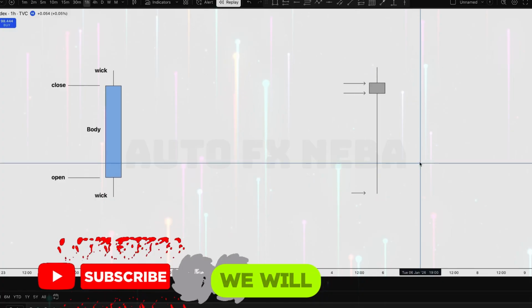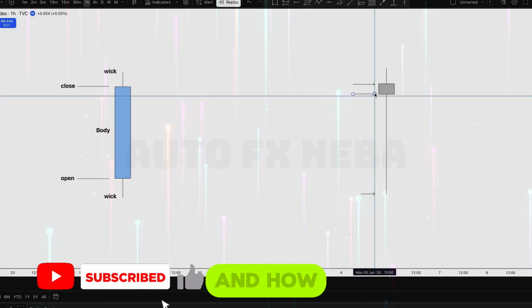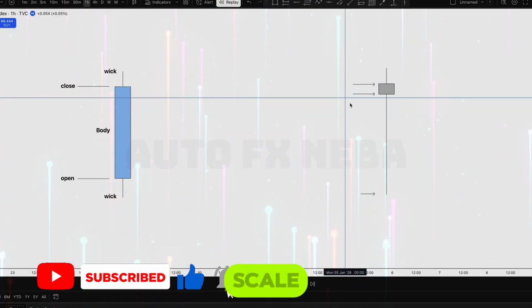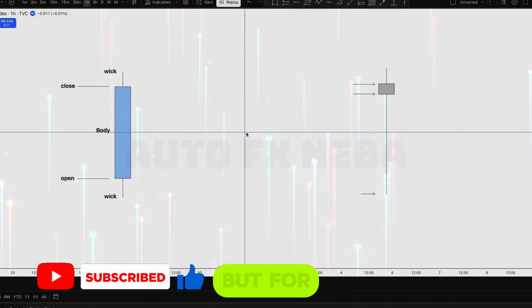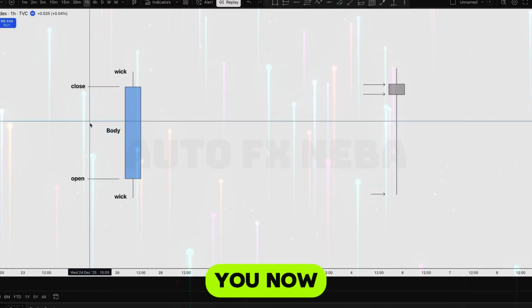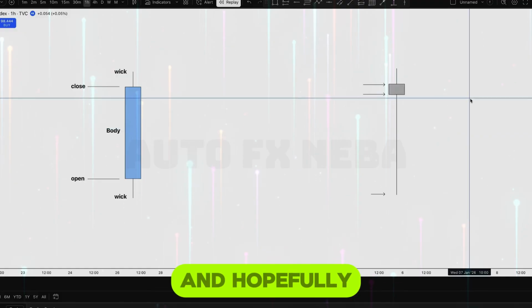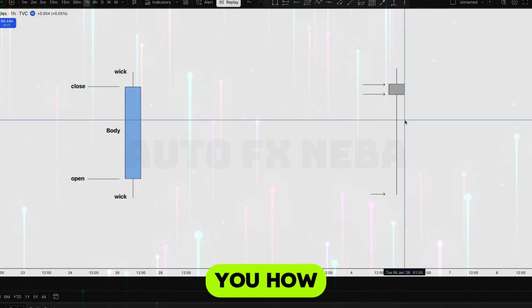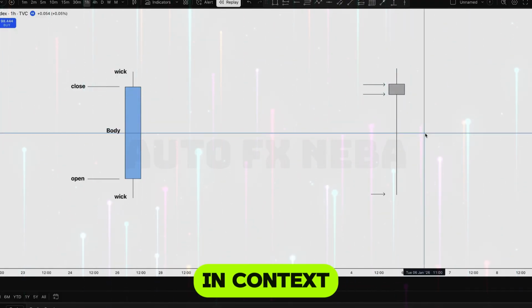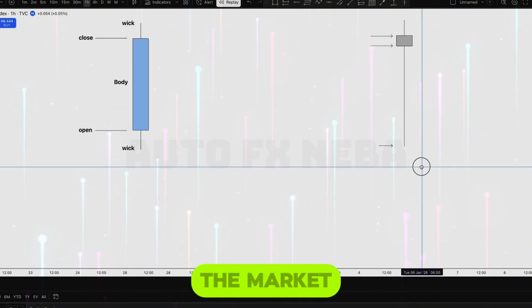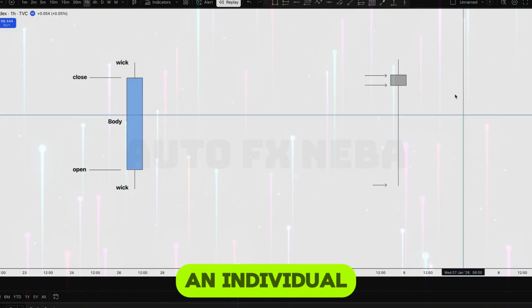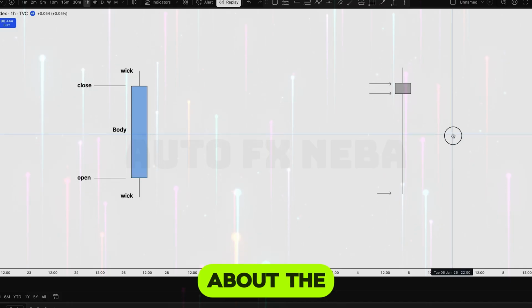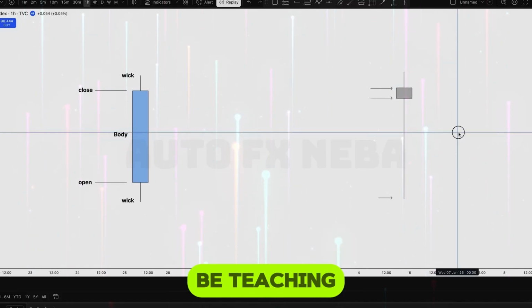So, as I've said, we will get deeper into candlestick anatomy and how this momentum works on a broader scale when we get into the momentum class. But for now, I'm going to leave it at that. You now understand what candlesticks are, and hopefully this explanation has showed you how I start to do this in context. You understand I'm trying to read stories from the market, and this is how we do it from an individual candle basis. So now let's talk about the concepts that I do like and will be teaching you throughout this bootcamp.